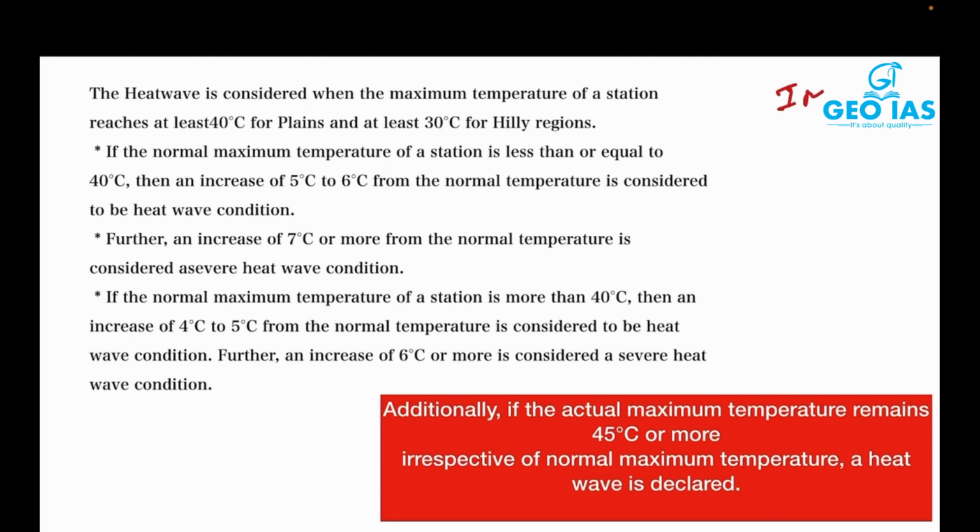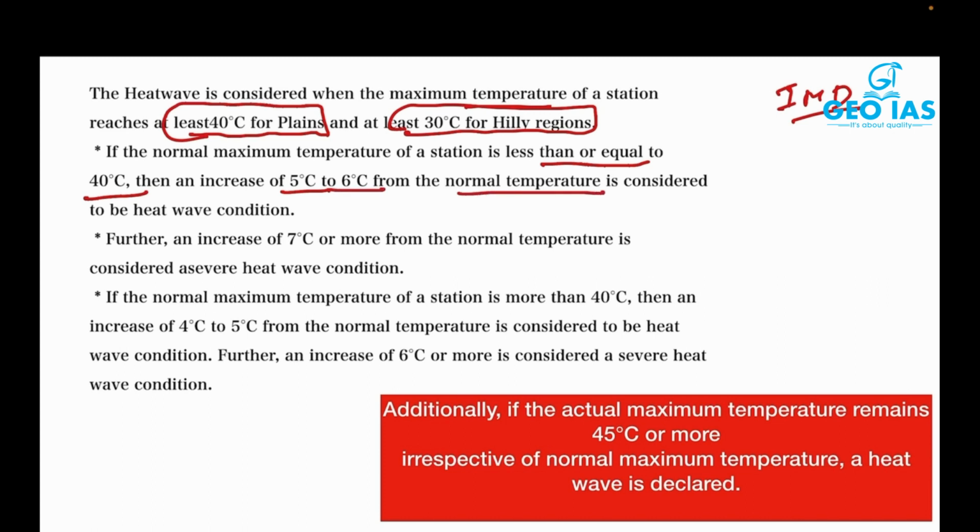According to the Indian Meteorological Department, IMD, heat waves are defined under special circumstances. For example, a situation is considered a heat wave when the maximum temperature of a station reaches at least 40 degrees for plains and 30 degrees for hill areas. If the normal maximum temperature of a station is less than or equal to 40 degrees, then an increase of 5 to 6 degrees from the normal temperature is again considered a heat wave condition. Further, if the increase is 7 degrees from the normal temperature, it is also a heat wave condition.